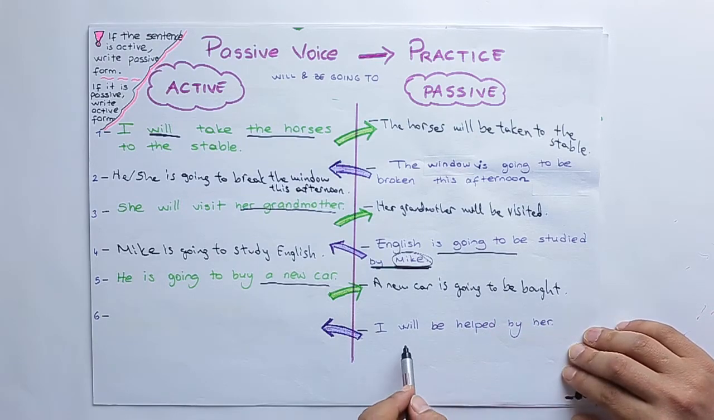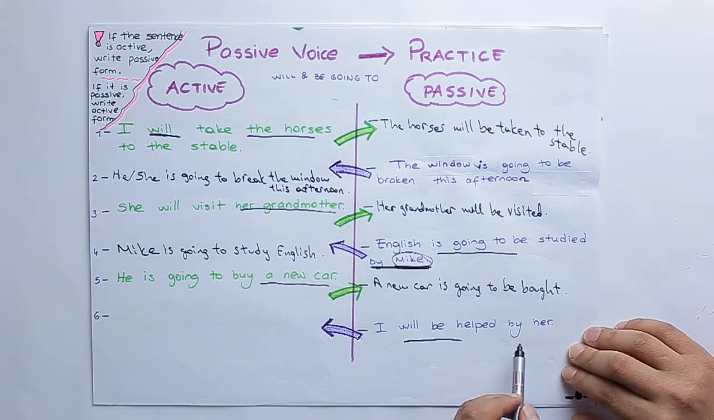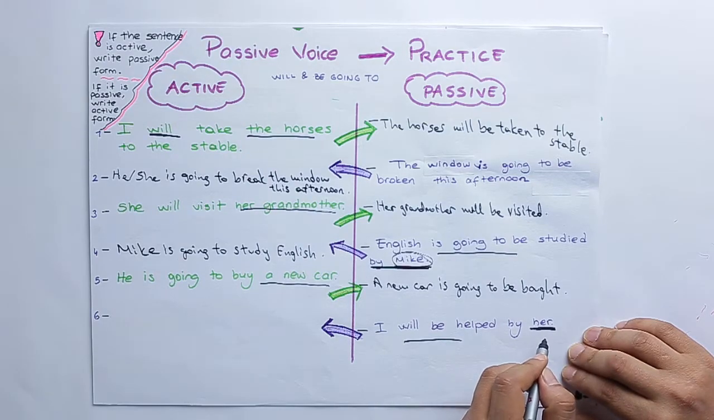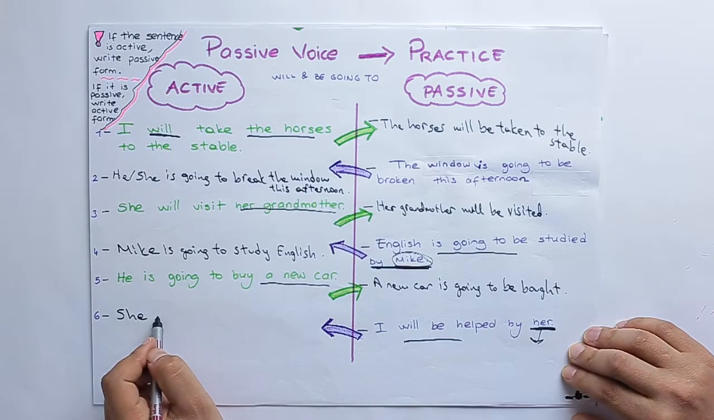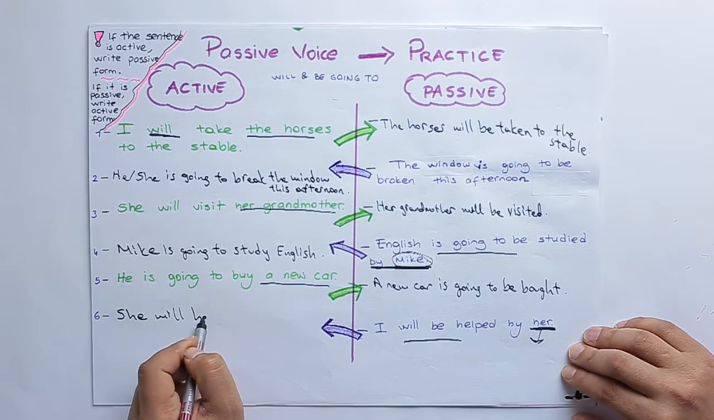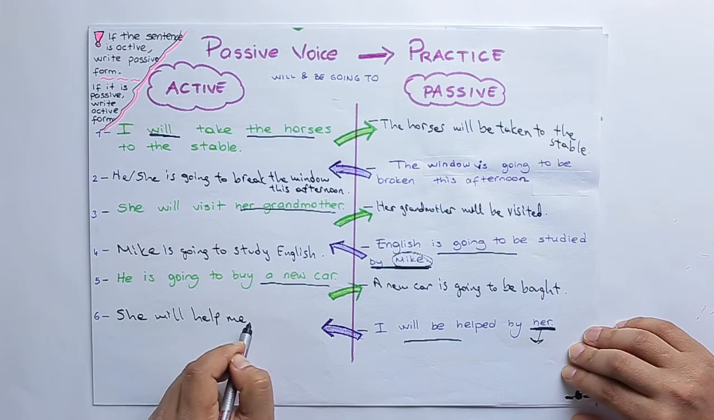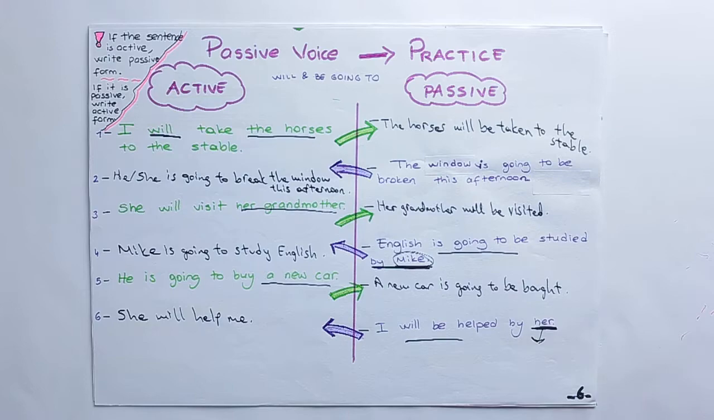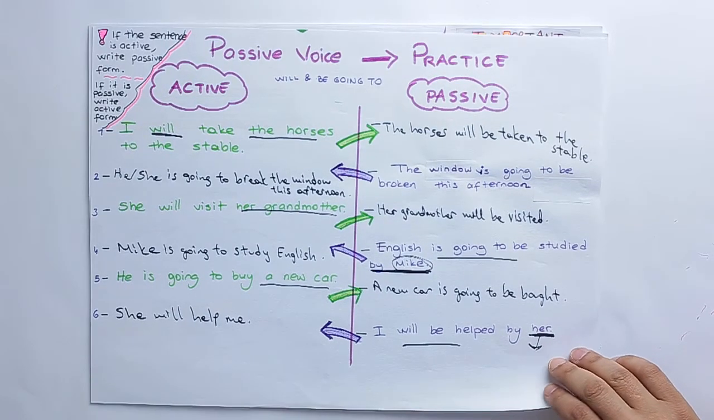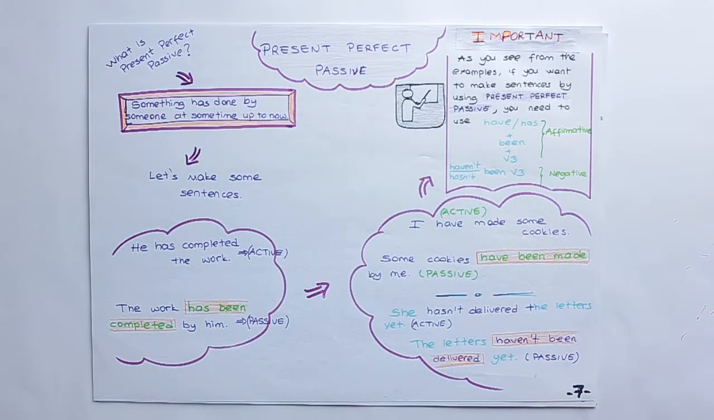Okay. And there's also one passive sentence. I will be helped by her. Yes, here is the object. When you change that object agent into subject form, her refers to what? She. Okay. It means that she will help me. Okay. That is the practice section with future forms of active and also passive sentences, everybody.